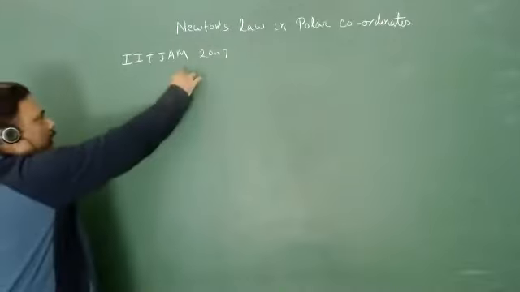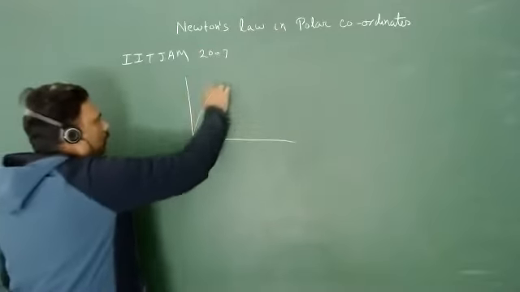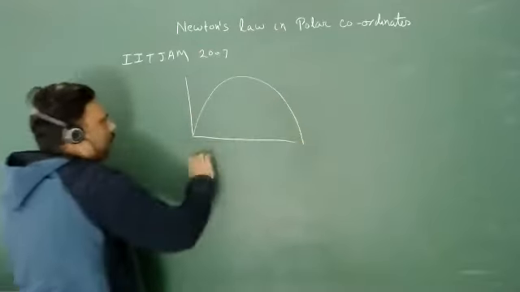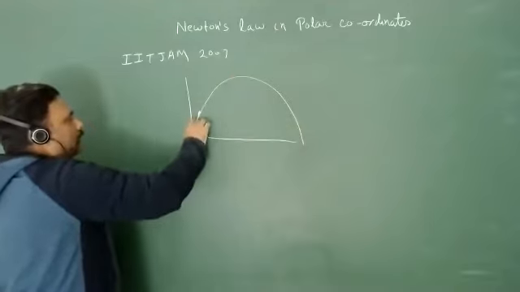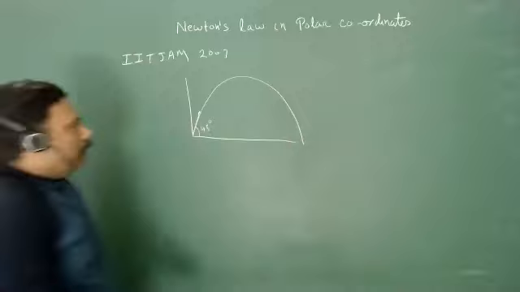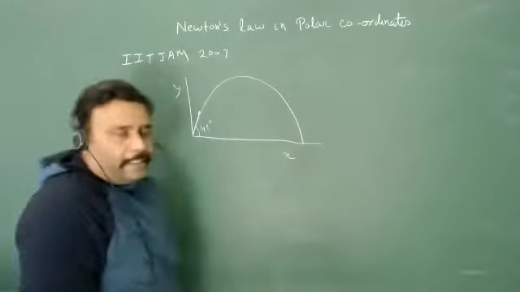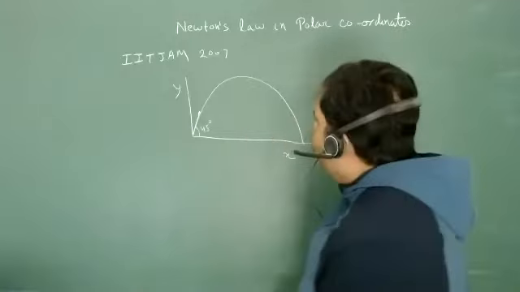What is this question? There is a projectile. I think you know this is the shape of the projectile, and the angle is 45 degrees. The projectile angle is 45 degrees. This is in the XY plane. Now, what will happen?